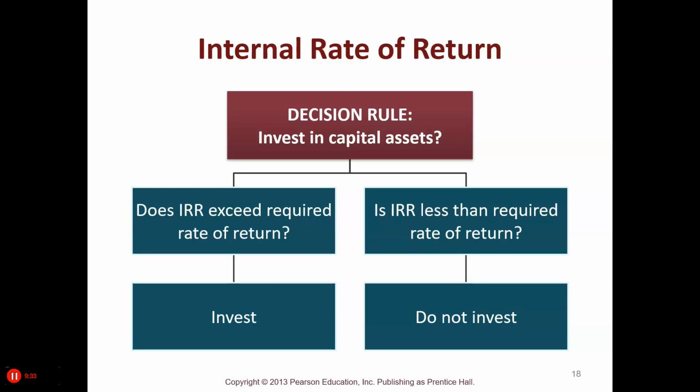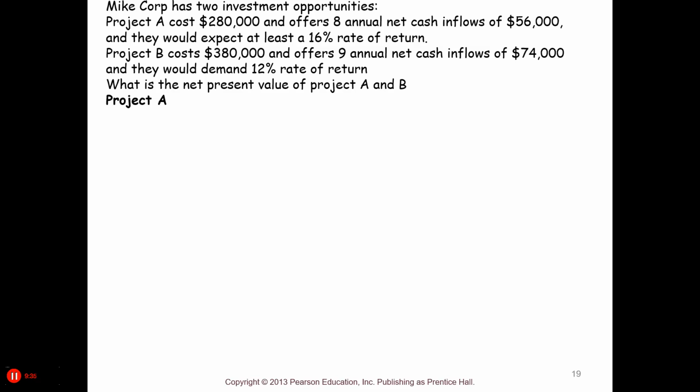So we're going to look at 2 projects. Project A, $280,000 investment today, and we'll get 8 annual payments of $56,000. But because this is a risky project, we expect a 16% rate of return. Then we have Project B, which is $380,000 and offers 9 annual payments of $74,000, and since it's less risky, we only require a 12% rate of return.